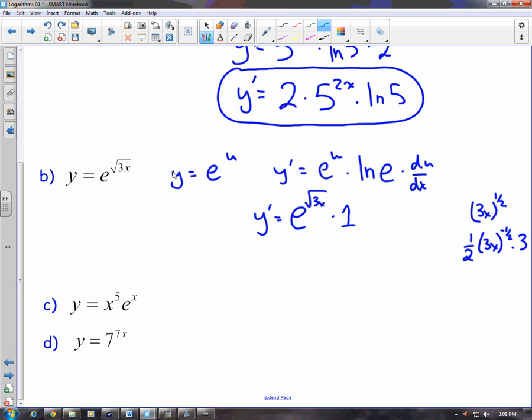Yeah, so there's a lot of stuff there. So this 3x piece is going to come down to the bottom. So this is going to be 3/2, and then on the bottom you're going to have the square root of 3x. So simplifying all of that, the derivative is going to be 3 times e to the root of 3x all over 2 root of 3x.